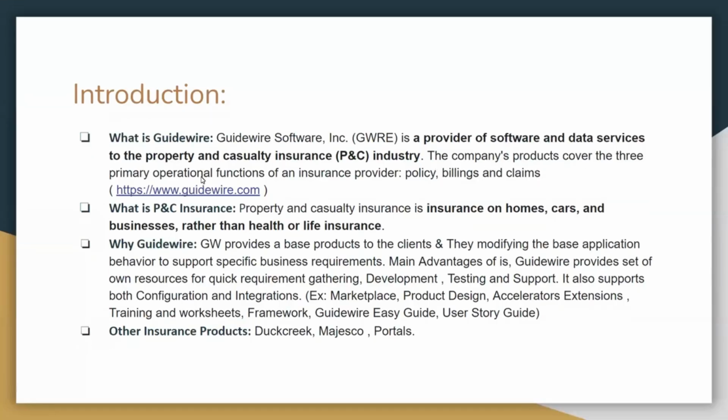So the company products cover the three primary operational functions of the insurance provider. So policy, billing, and claims. One of the major advantages of Guidewire is that it deals with three tools. The first one is Policy Center, where the policies can be created, and in case any loss happens, the claims need to be opened against the policy.